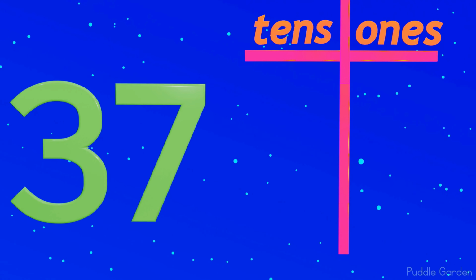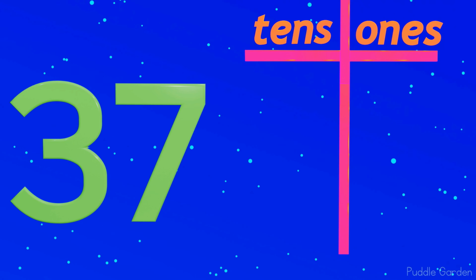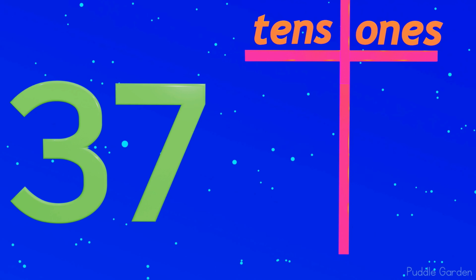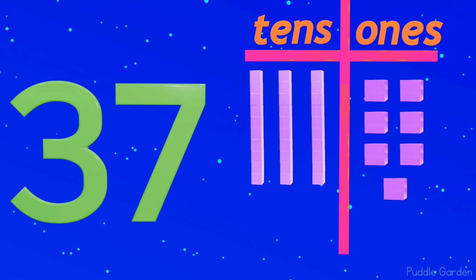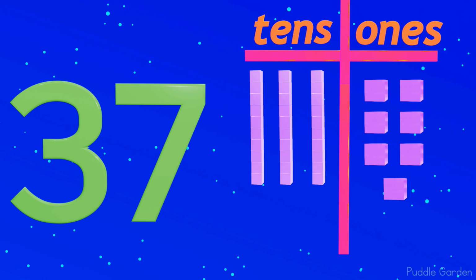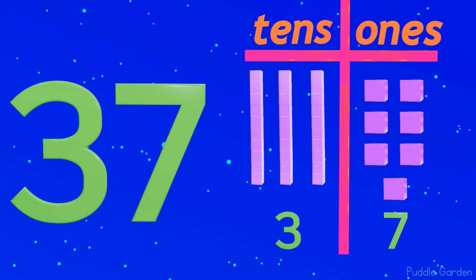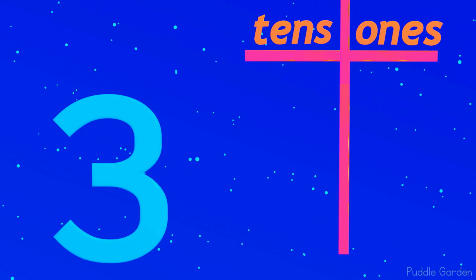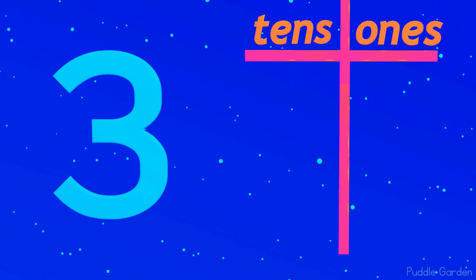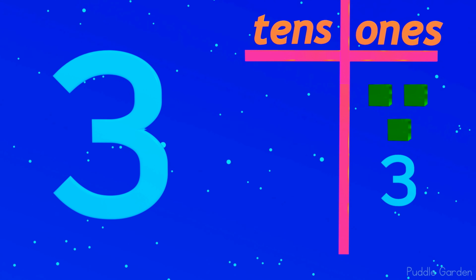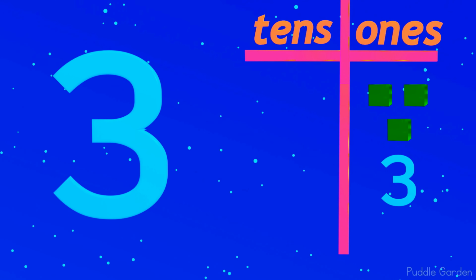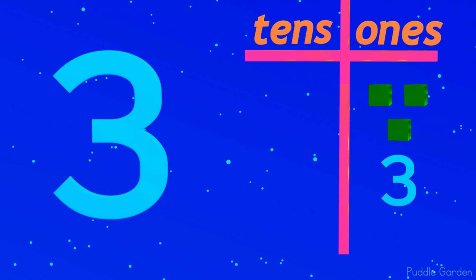Our next number is 37. 37 means we have 3 tens and 7 ones to make 37. Next up, we have the number 3. I see that we have 0 tens, but the number 3 represents 3 ones. If you have 3 ones, that means you have the number 3.